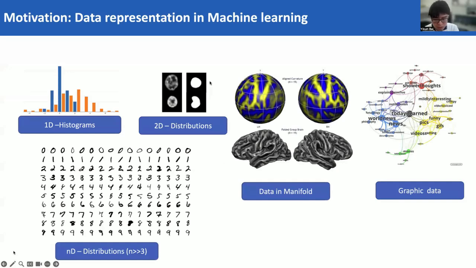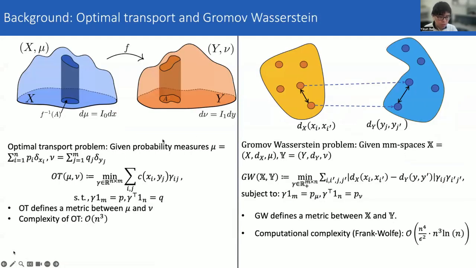First, a lot of real-world data, for example, Euclidean space data, manifold data, or graph data can be modeled as a probability measure or distribution. Optimal transport is a popular mathematical tool which can measure the similarity between two probability distributions, and this is the mathematical formula. Theoretically, people can prove the optimal transport defines a metric between two probability measures.